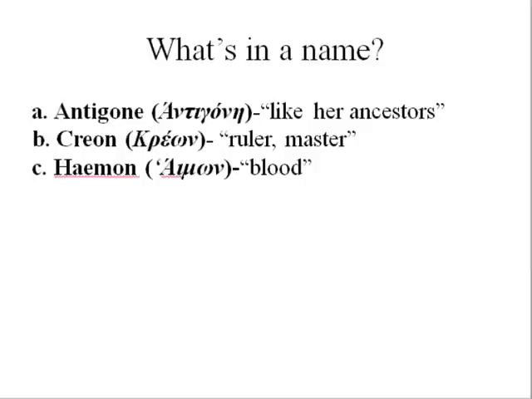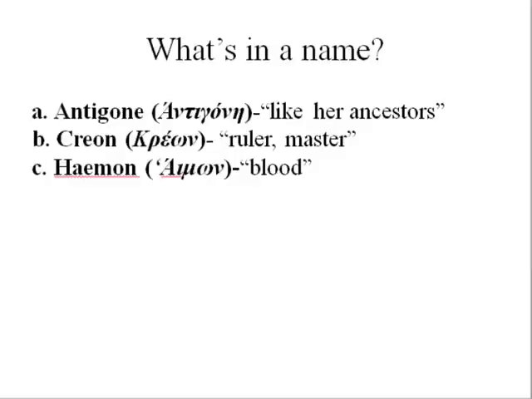Who are the personalities involved? Well, the biggest personalities involved in this play are Antigone herself, whose name means, like her ancestors, Creon, the king of the city of Thebes, and her uncle, whose name means ruler or master. And finally, we get Haemon, the son of Creon, who, by the way, happens to be Antigone's fiancé.